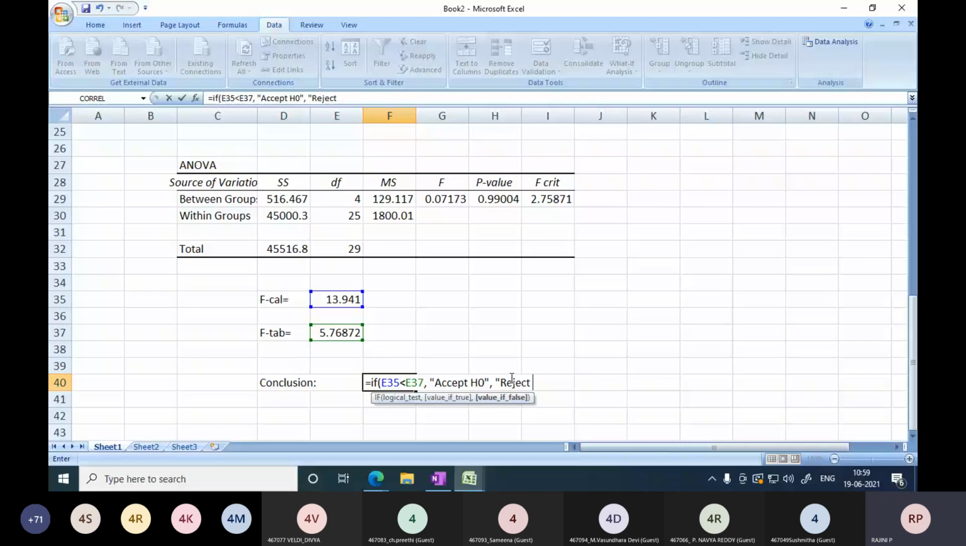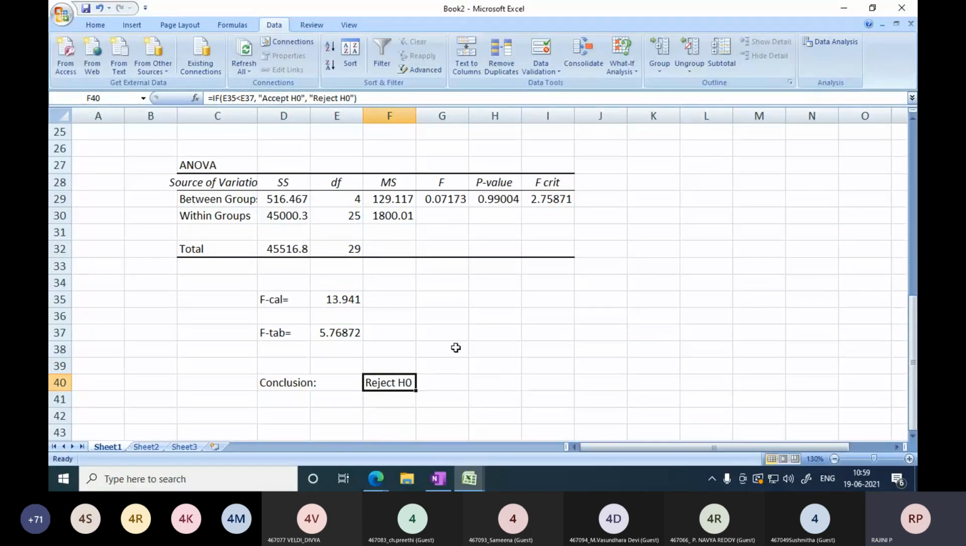Okay, got it, everybody? Understood? Is it clear? Yes, ma'am. This is the output. Reject H naught means you need to write the statement. Here we conclude that there is a significant difference among all the varieties of seeds.